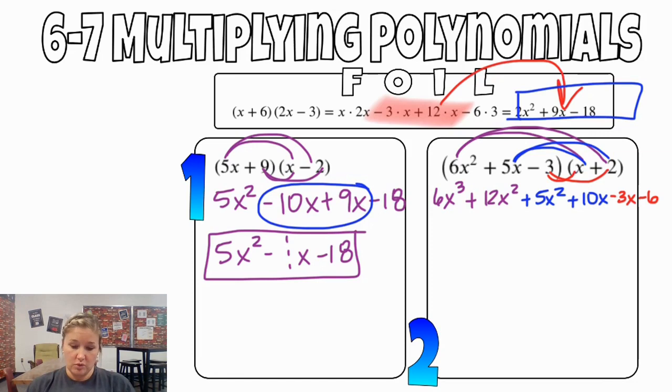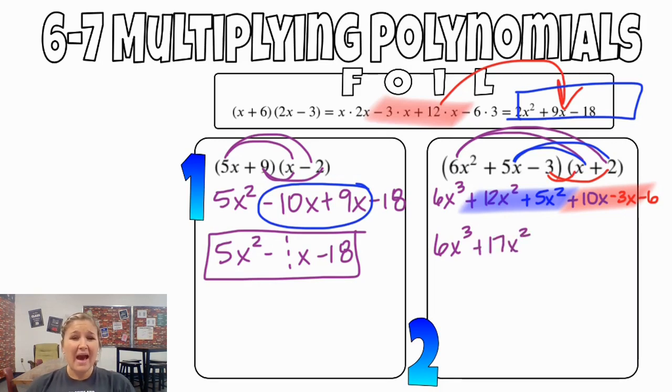I actually have two pairs, I guess you would say. So I have a set here, and then I also have a set here. So I'm going to be left with 6x to the third power. There's nothing that gets with that. Then I have the 12x squared plus 5x squared, which is going to make a positive 17x squared.